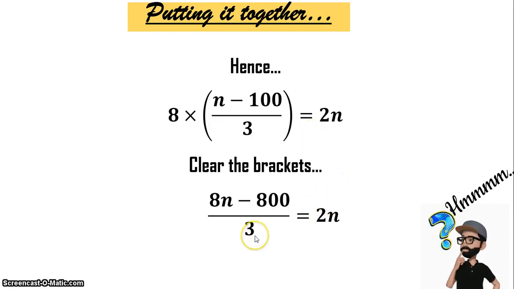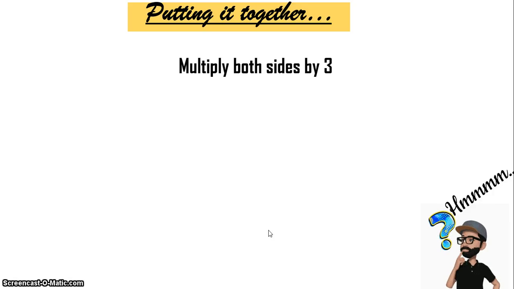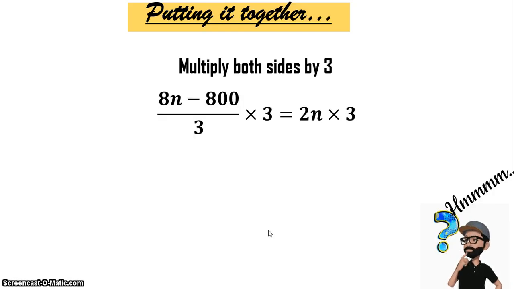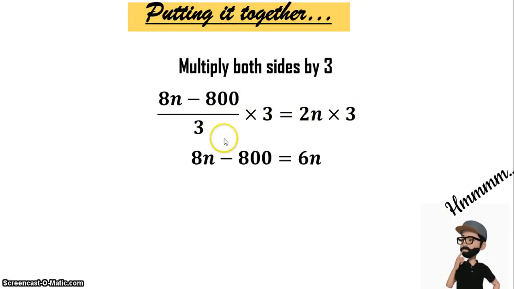Here you have 3 as a denominator, but you want to clear this 3. So all you need to do whenever you have such is simply multiply both the left hand side and the right hand side by the denominator. So this gives you (8n minus 800) divided by 3 times 3 equals 2n times 3. So this 3 cancels this 3, and 2n times 3 gives you 6n. So you have 8n minus 800 equals 6n.